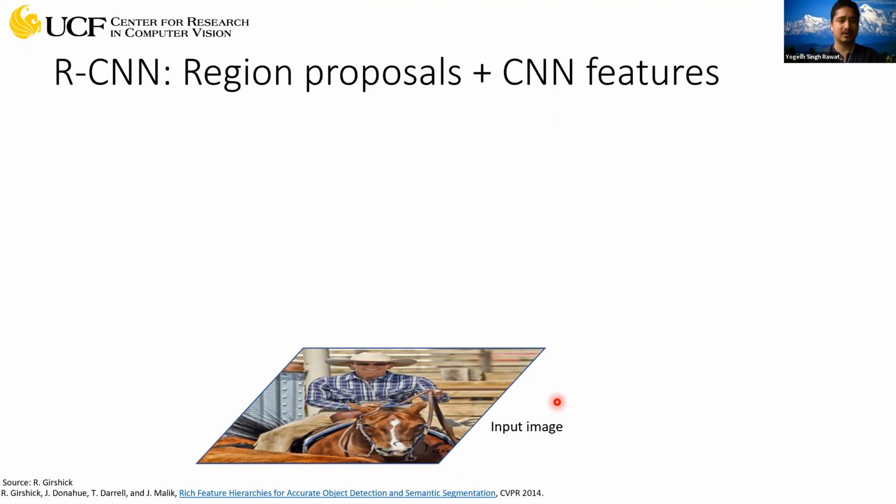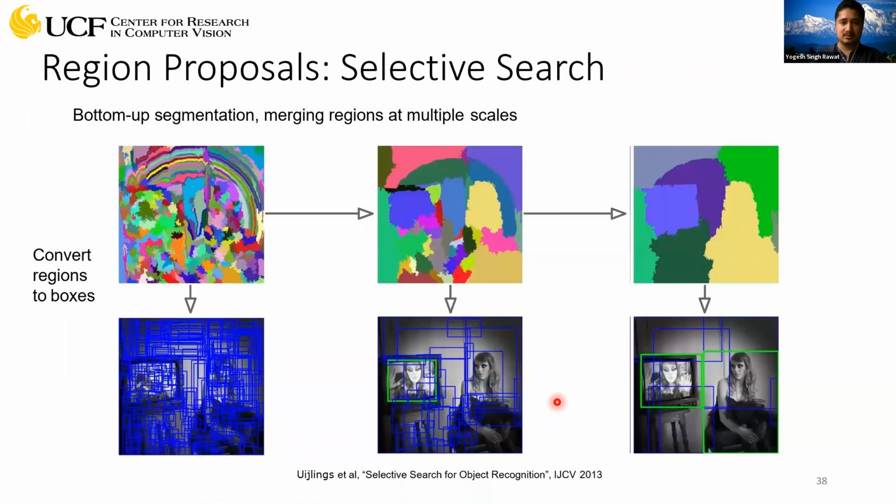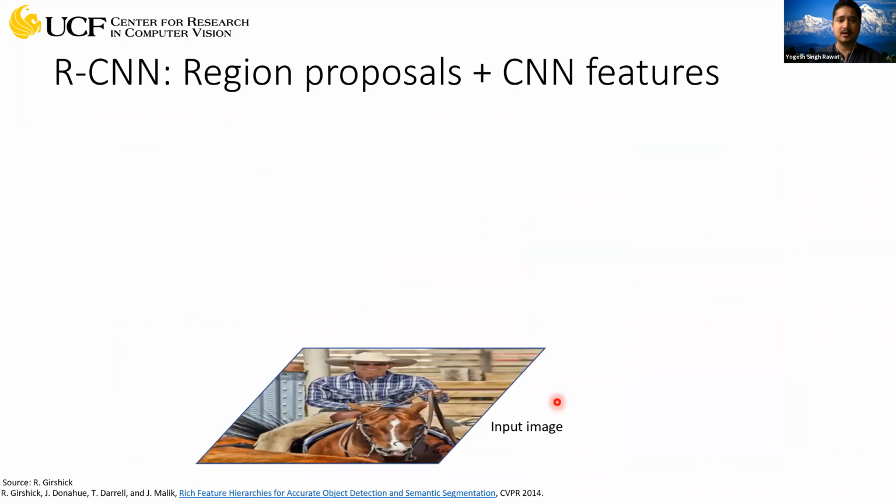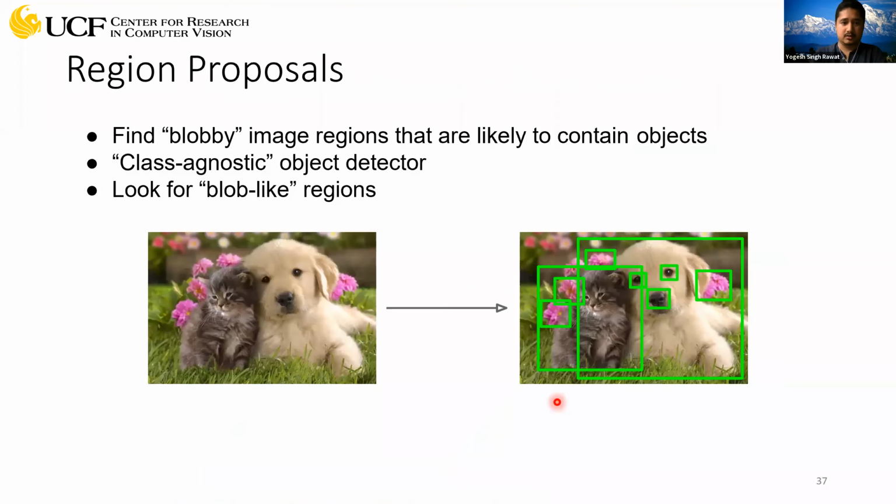I think we are almost out of time. That was the base idea which was used for Faster RCNN, and the exact network details we'll cover in the next lecture. Any questions until this point?